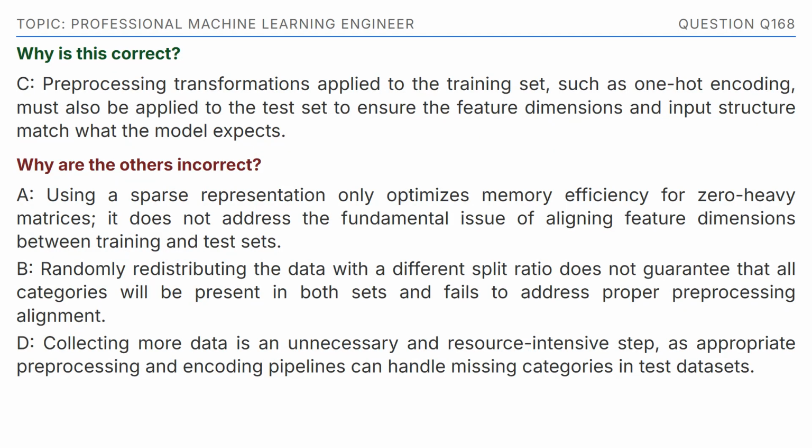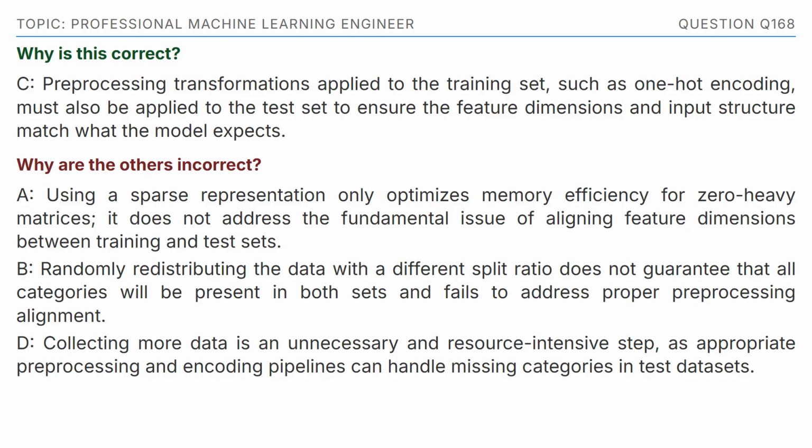Pre-processing transformations applied to the training set, such as one-hot encoding, must also be applied to the test set to ensure the feature dimensions and input structure match what the model expects. Why are the others incorrect? A. Using a sparse representation only optimizes memory efficiency for zero-heavy matrices. It does not address the fundamental issue of aligning feature dimensions between training and test sets.